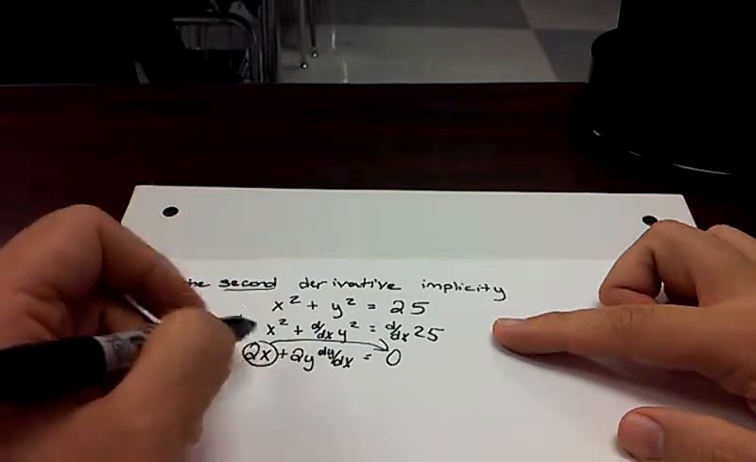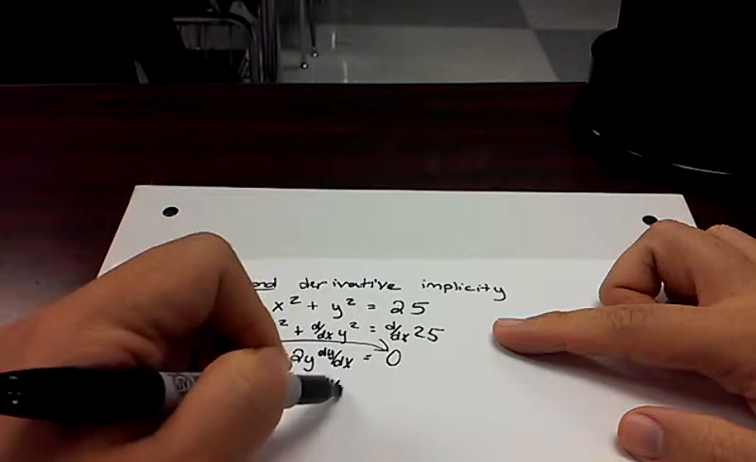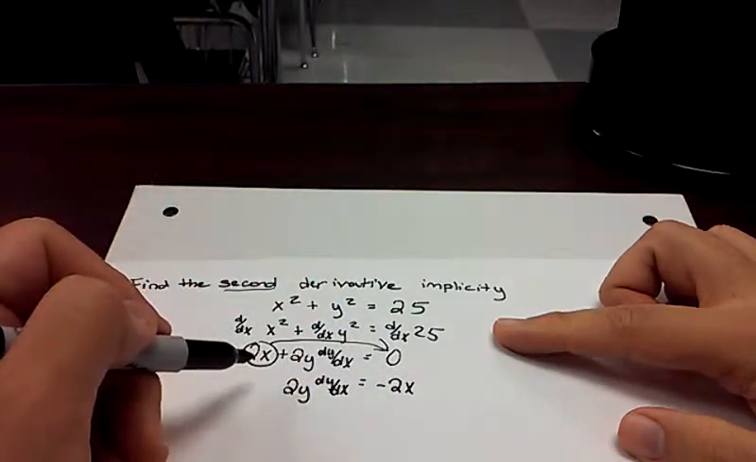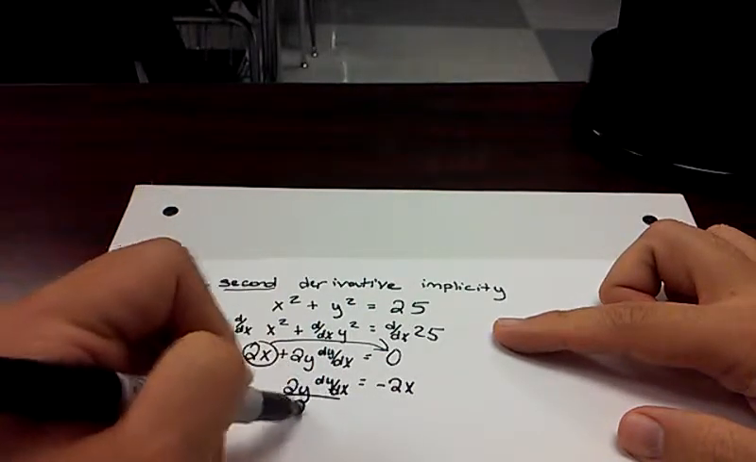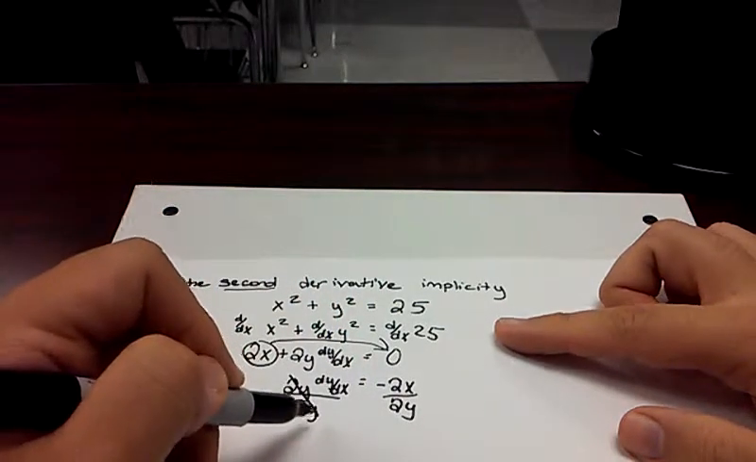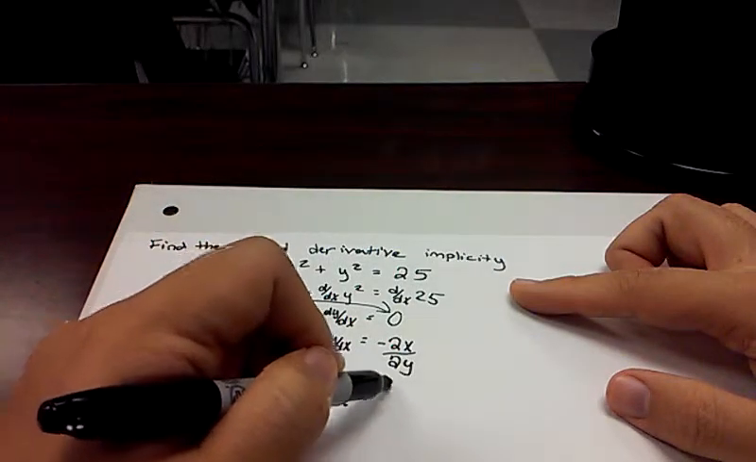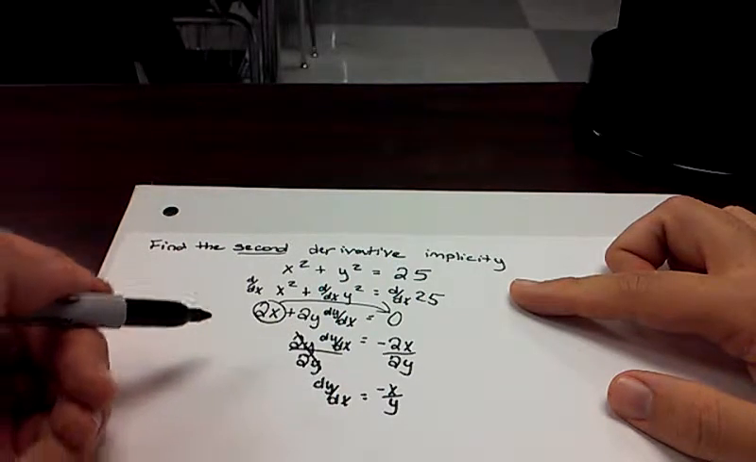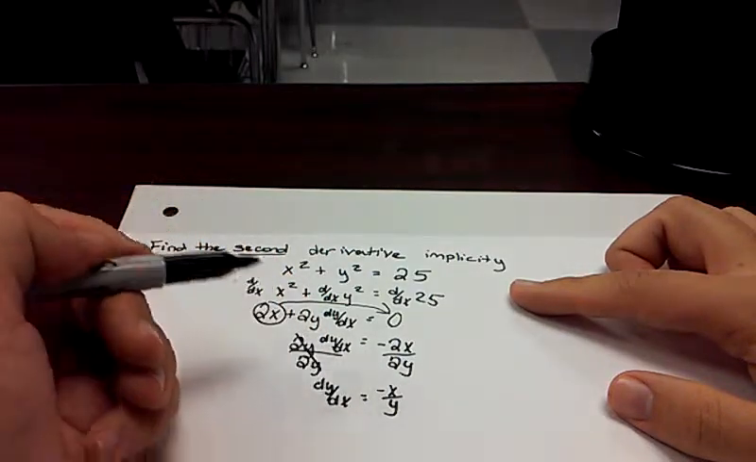So then 2y dy over dx equals negative 2x. And then to solve this for dy over dx, I'm going to divide by 2y, and that'll leave me the derivative with respect to x simplifies to negative x over y. Now, before you get too excited, we're not actually through, because this is just the first derivative. We have to take the derivative of this function to find the second derivative.